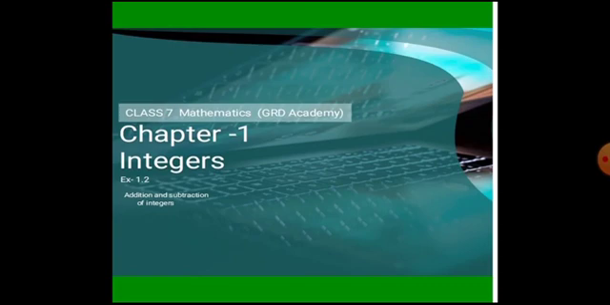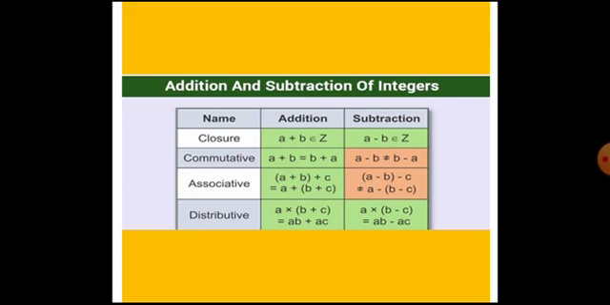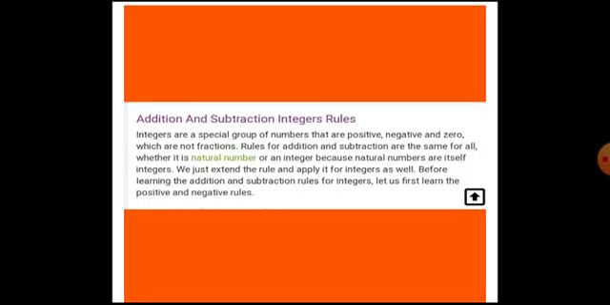Student, as we were doing exercise 1.2, we did concepts related to addition and subtraction of integers. As we already discussed the properties of integers: closure property, commutative property, associative property and distributive property. And we also did addition and subtraction. Do you know the rules for the addition and subtraction of integers? Means how can we add or subtract the integers? So, addition and subtraction of integers rule.